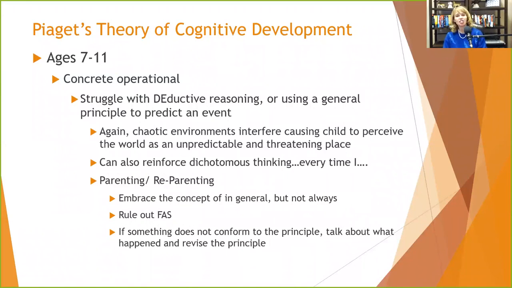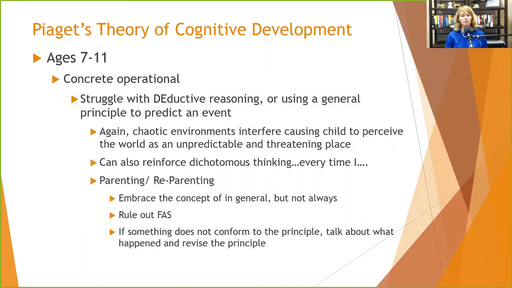At this stage, these children are struggling with deductive reasoning, or using a general principle to predict an event. Again, chaotic environments can interfere and cause the child to perceive the world as unpredictable and threatening. So there's no general rule that actually sticks. Every time they try to apply a general rule, it falls apart, or it hits 50 or 60% of the time. I don't know about you, but if I'm right 50 or 60% of the time, I'm still pretty darn uneasy. I like being up around the 85, 90% at the very lowest.